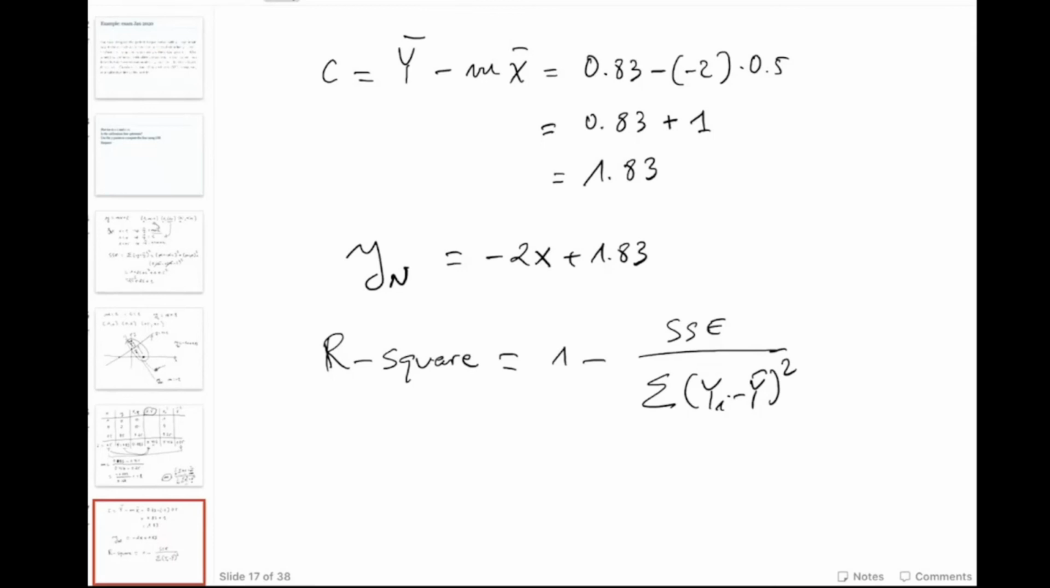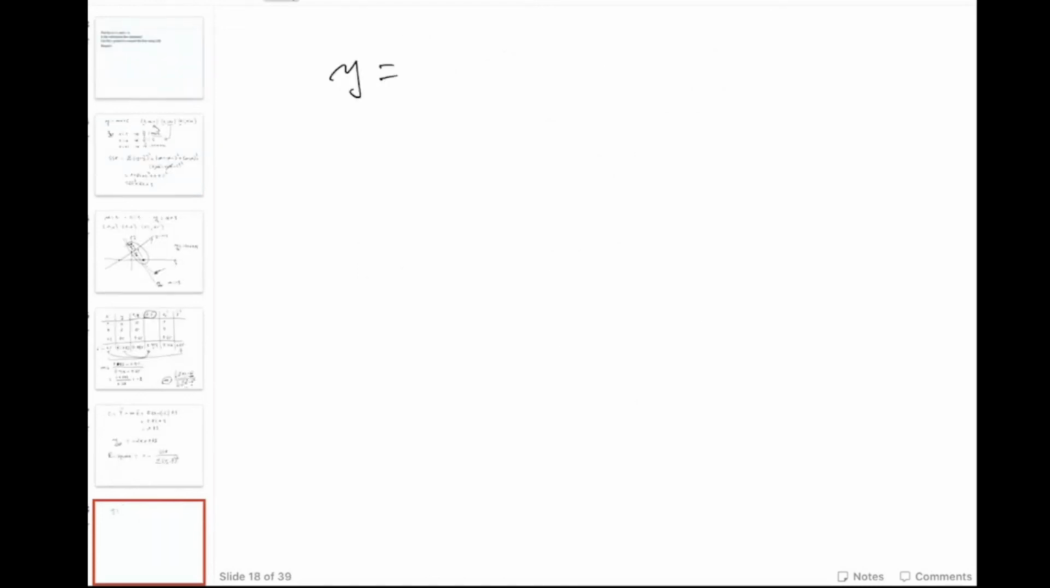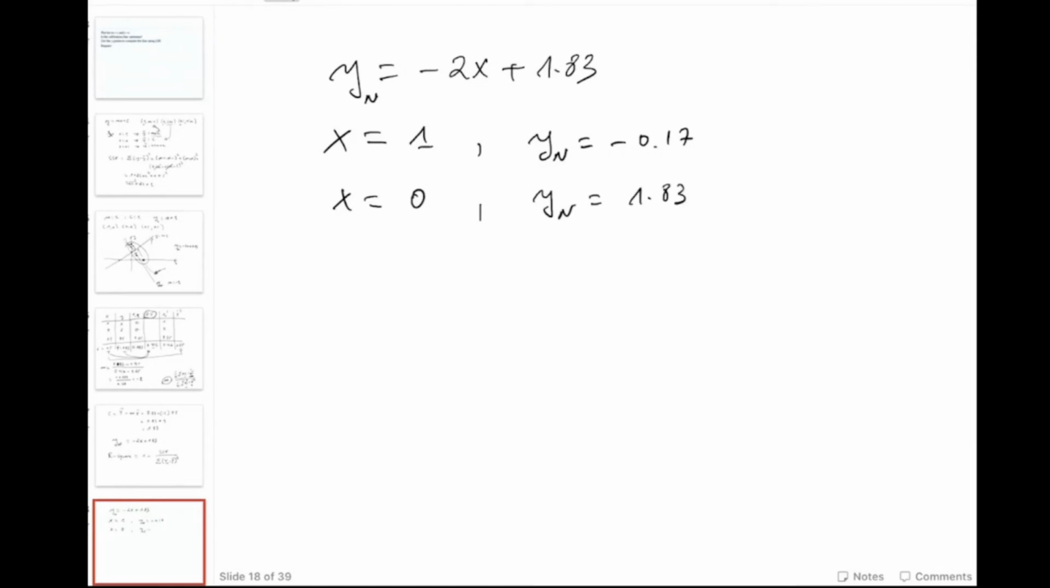If we now use the new line, which is y equal to minus 2x plus 1.83, let's see how good we can fit. Now, if we look at the response of y hat, let's call it yn, so we know it's our new line. For x equal to 1, yn will be equal to minus 0.17. For x equal to 0, which is our point that we had in the beginning, we will have our yn equal to 1.83, and then for x equal to 0.5, we have our yn equal to 0.83.